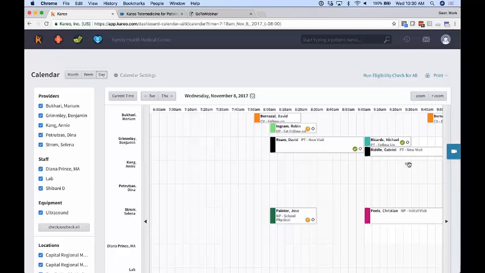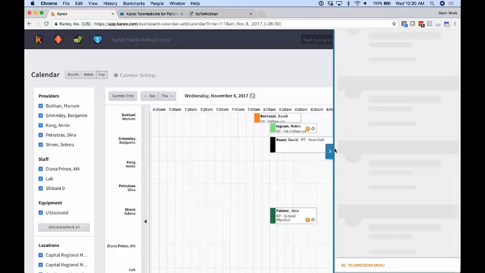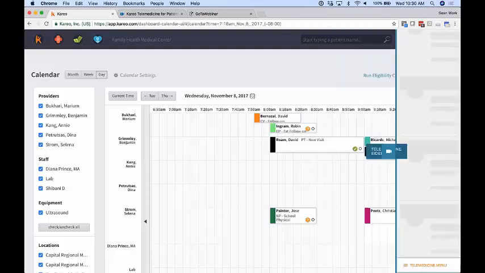When it's time to start the visit, you simply slide out the telemedicine sidebar that you can see right here. This is the new feature that will enable you to run your telemedicine video visits from within the platform.